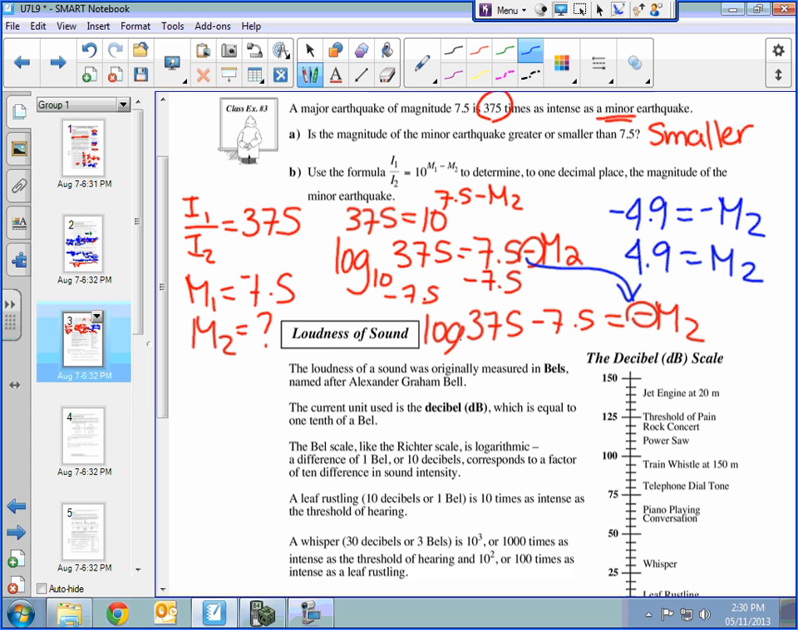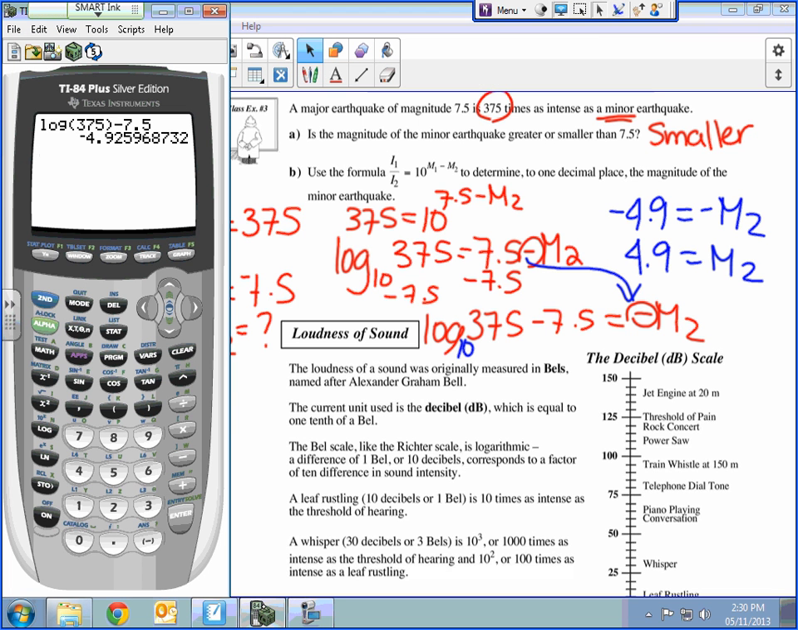You could put a base of 10 here if you wanted to, but with a logarithm, if it's a base of 10, you don't have to write the 10. Because if you have log of 375, if I just put it in my calculator like this, it's already a base of 10 there. If you have a base of anything but 10, that's when you would divide by that log. Okay? If you don't remember that on a test, if you put log of 375 divided by log of 10 and then subtract 7.5, you'd get the same answer.